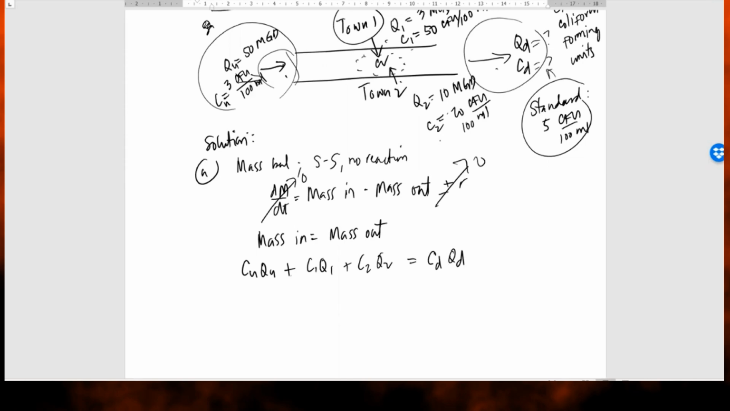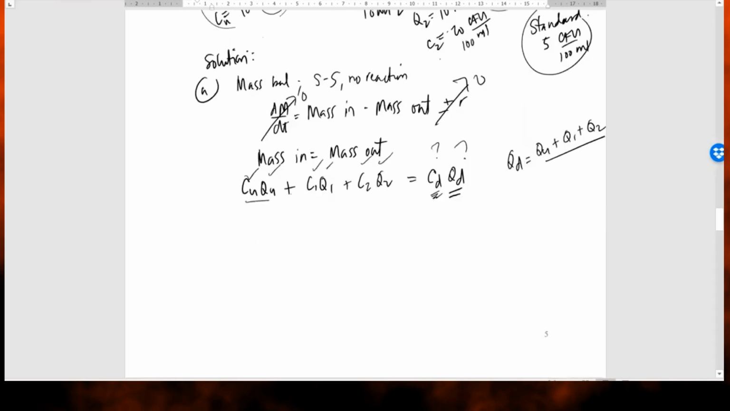Everything is given except CD and QD. But since this is a steady state condition, what happens to QD? In a volumetric mass balance, QD is equal to QU plus Q1 plus Q2, the addition of these flows. Then we can determine CD.